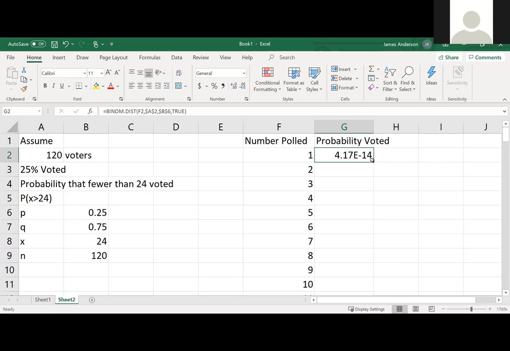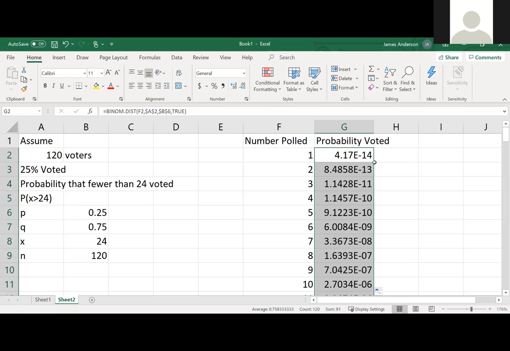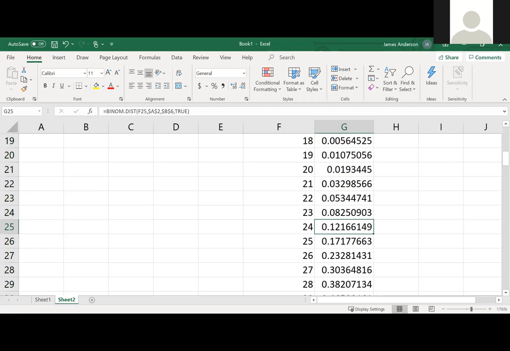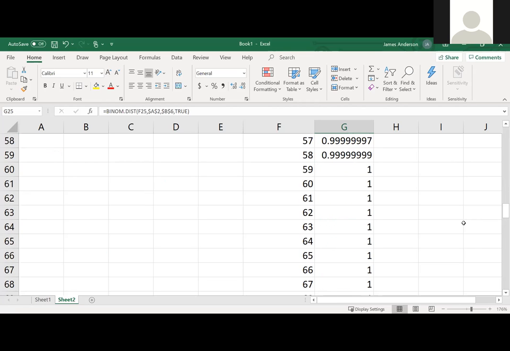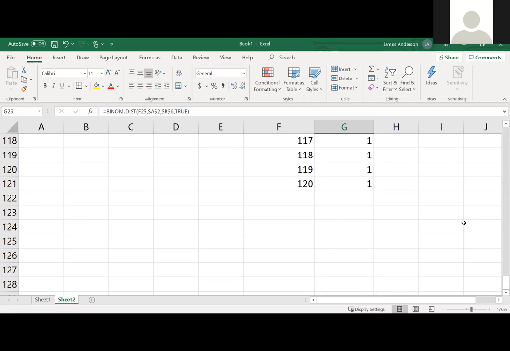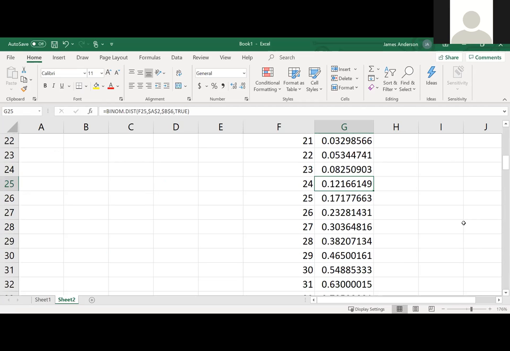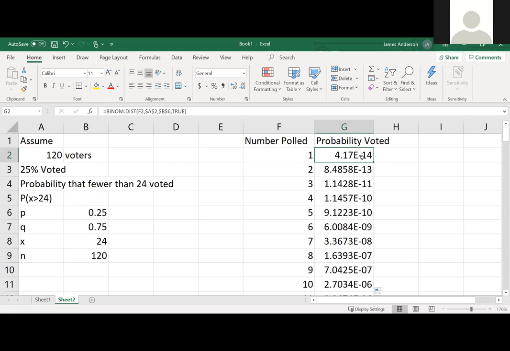And then you take this and you double click. And then you go down to 24. Hey, look, 12%. And if I go all the way down to the bottom, I'm at 1. It just gets so close to 1, it doesn't care. And that's how you find those out. It's norm.dist, successes, number of trials, probability, true, because you're doing cumulative.